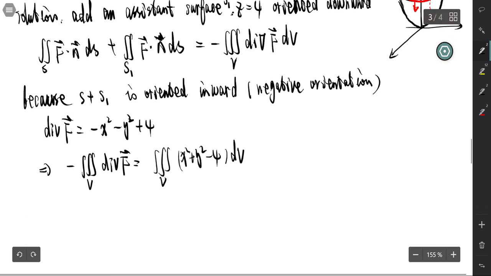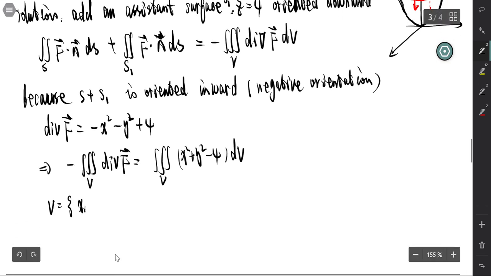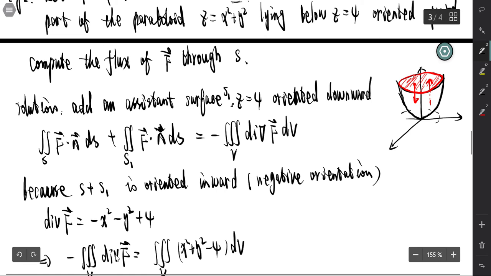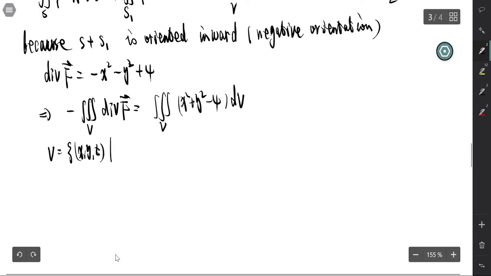And what is V? As x, y, z, after we project the solid region on the xy plane, we have x squared plus y squared less or equal to 4, because z equals 4. The z is between x squared plus y squared and 4. The lower limit for z is the surface x squared plus y squared.